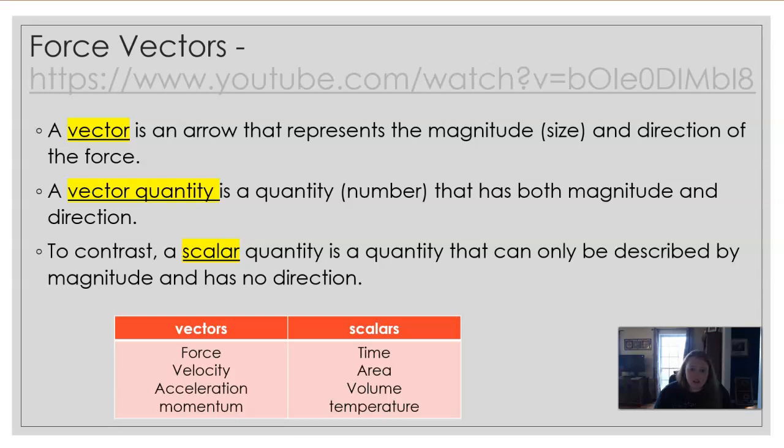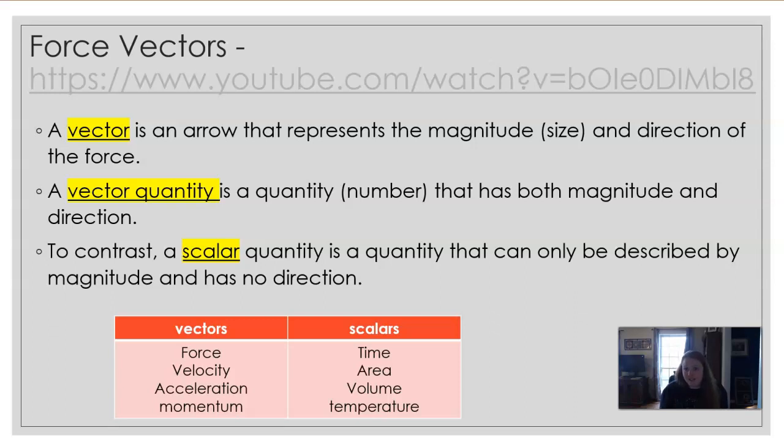So vectors have to have size and direction, magnitude and direction. Scalars are magnitude only. For now, the only vectors we're dealing with are force vectors. So just understand that force is a vector quantity. You have to draw that arrow in a particular direction. It's very important. You can't just draw the arrow any way you want.